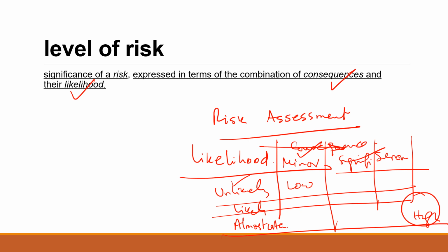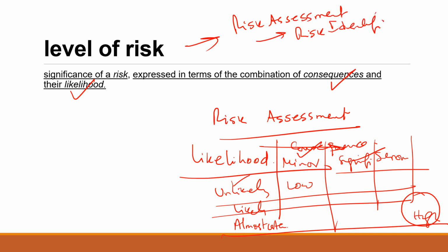And how do we calculate the level of risk? In the risk assessment, there are three things we do. If you remember, within the risk assessment we talked about risk identification, risk analysis, and risk evaluation.